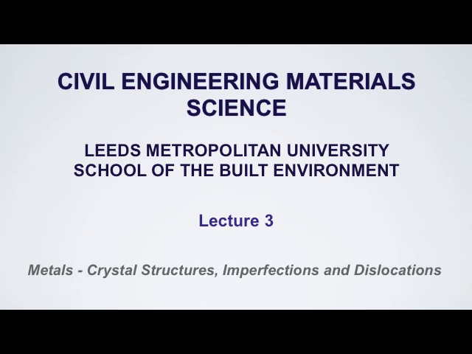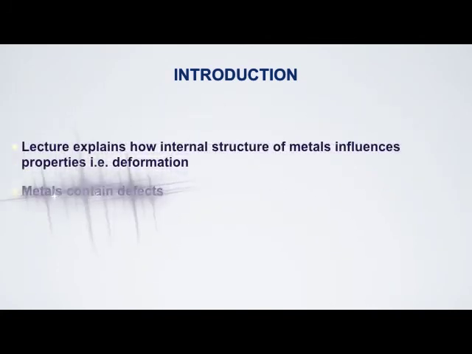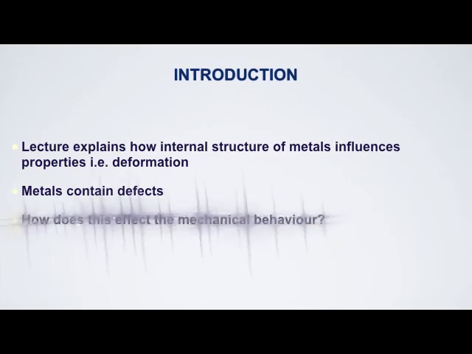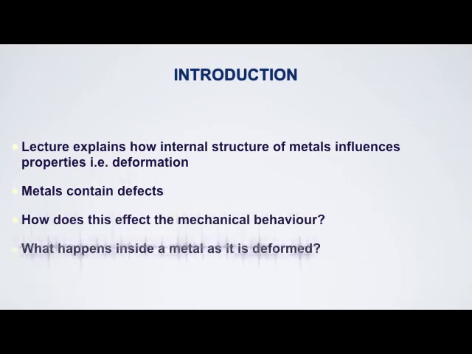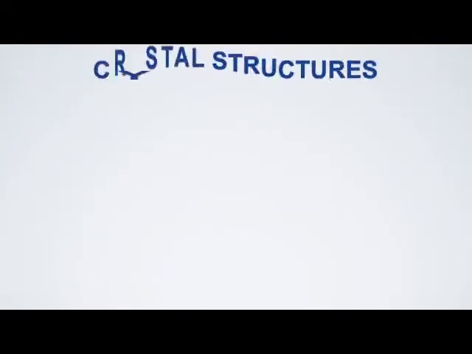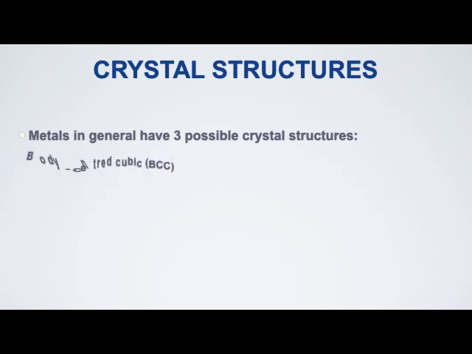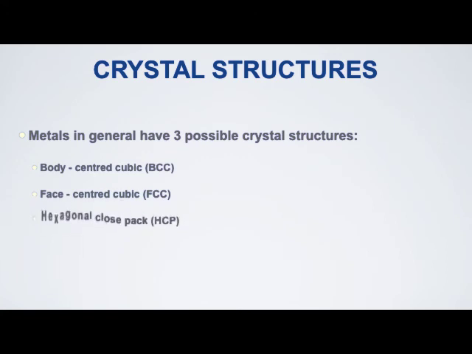Material Science for Civil Engineers, Lecture 3, Metals. Today we'll be looking at the crystal structures within a metal and the defects which, as we shall see, affect the mechanical behaviour. The different types of crystal structures, we have three possible ones: body-centered cubic, face-centered cubic, and hexagonal close-packed.